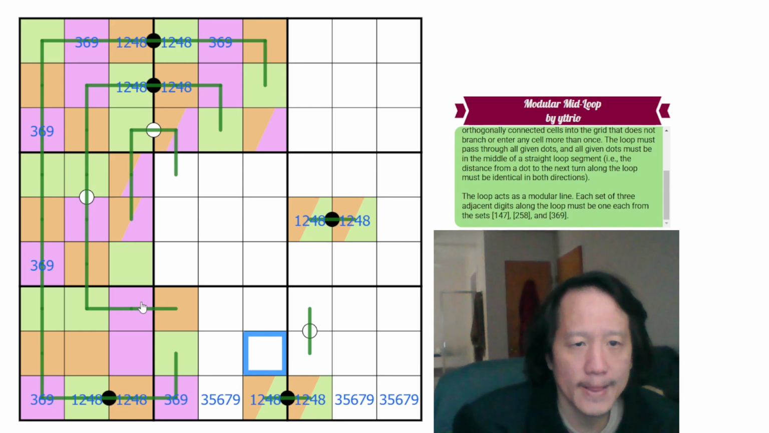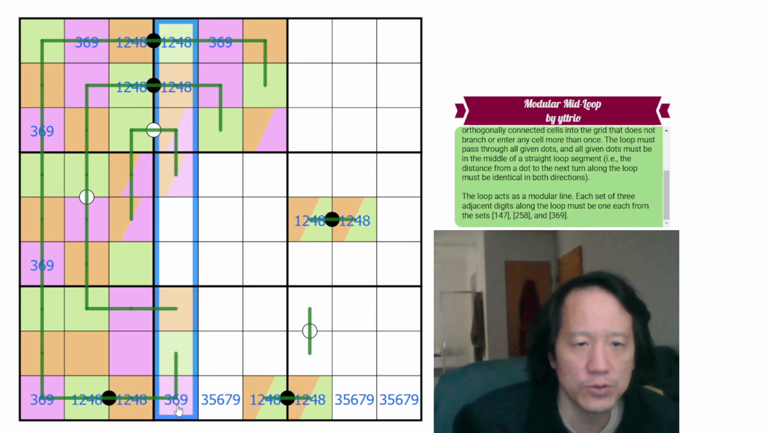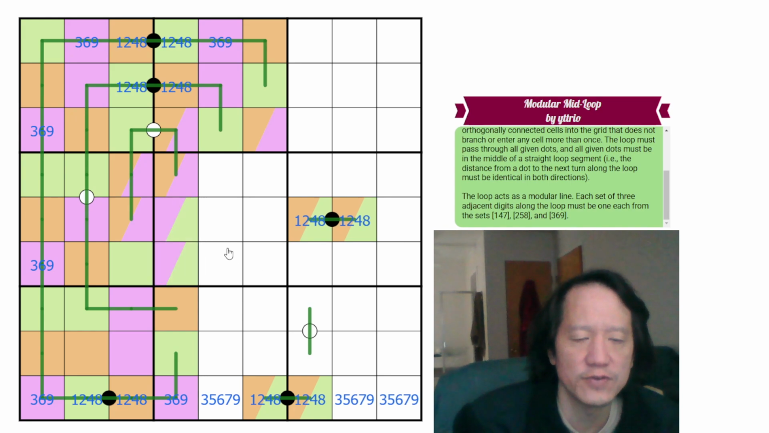Okay. This has to be pink or orange, right? Therefore, we know both of these are orange. Or sorry, one of these is orange, one of them is pink. Therefore, we have 3 oranges in column 4. So the rest of the column cannot contain orange. It must be green or pink specifically. That's fine.